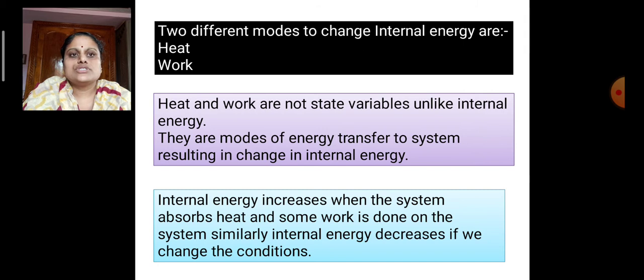The two different modes to change the internal energy of a system are by supplying heat or by doing work. Heat and work are not state variables unlike internal energy. They are just the modes of energy transfer from system to the surroundings, resulting in a change in its internal energy. Internal energy increases when the system absorbs heat and some work is done on the system, and similarly internal energy decreases if we change these conditions.